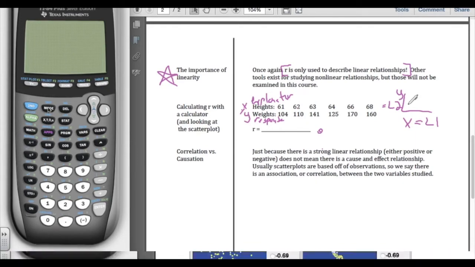To see my scatter plot, I just hit the zoom button and the number 9. And I can see that I have a fairly linear relationship. I don't see a clear curve in my data. I can draw a fairly straight line through all of these points. Therefore, it's okay to go ahead and calculate R.